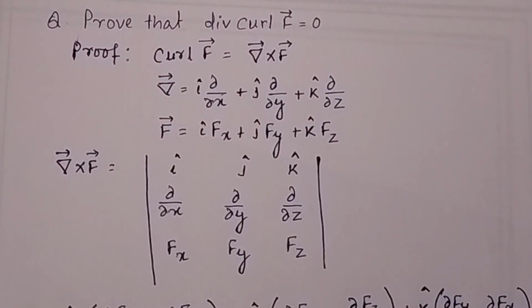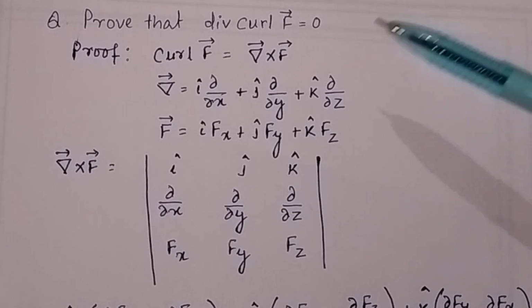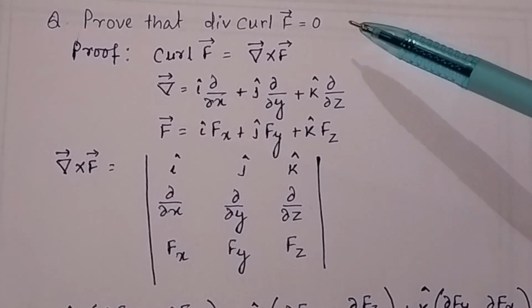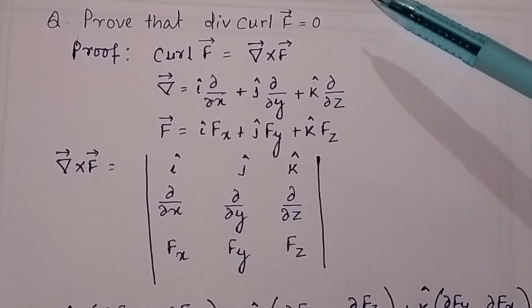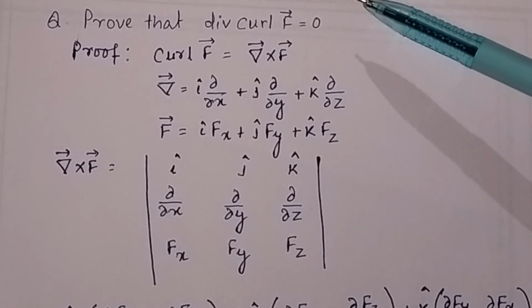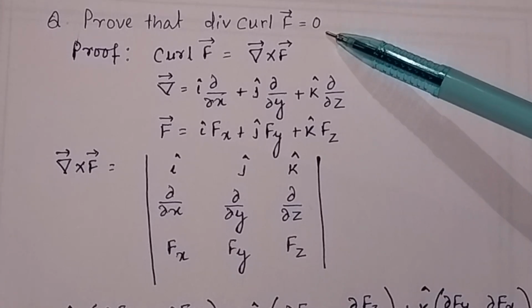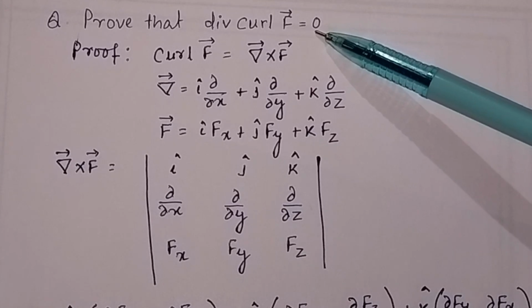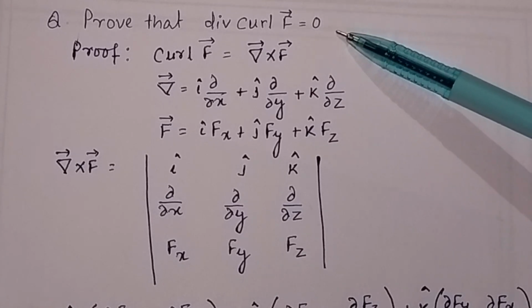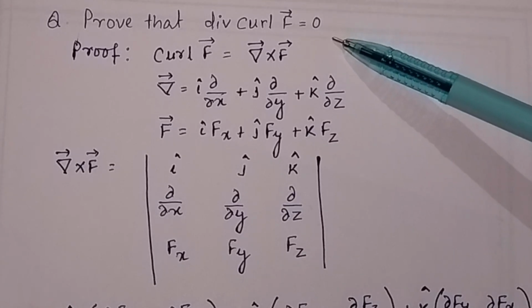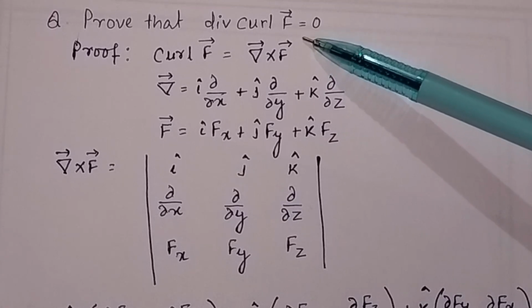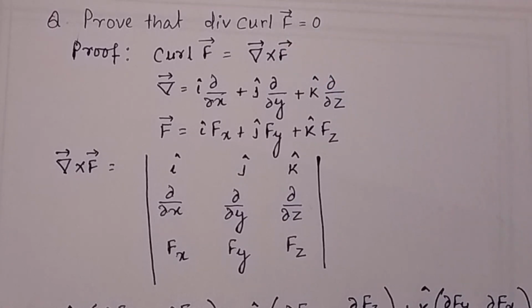In this video, we will prove that divergence of curl of a vector field equals 0. And here the vector field f has continuous second order partial derivatives. So if f is a continuous vector field with continuous second order partial derivatives, then divergence of curl of f is equal to 0.